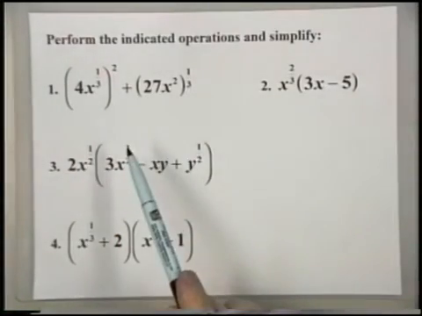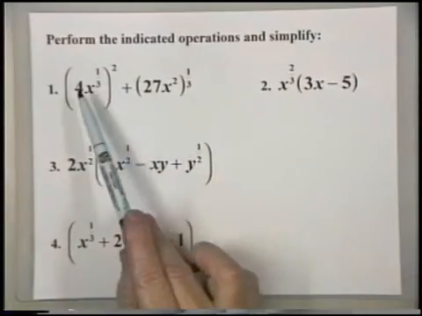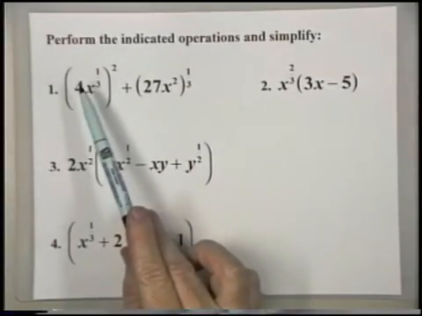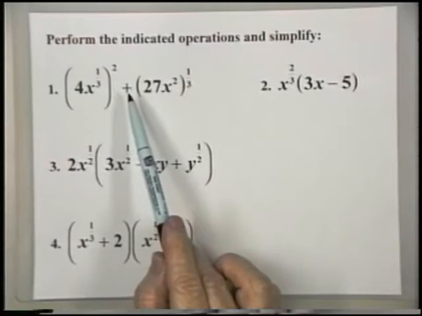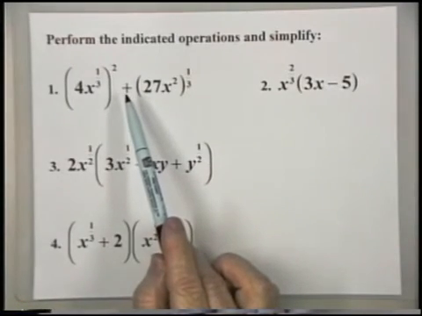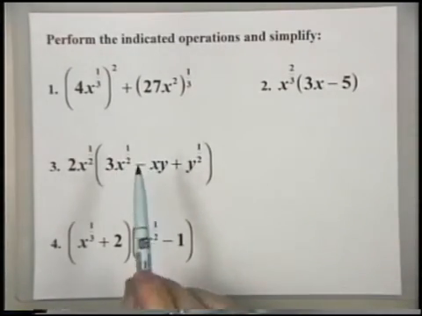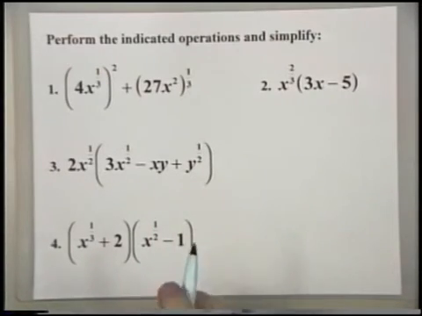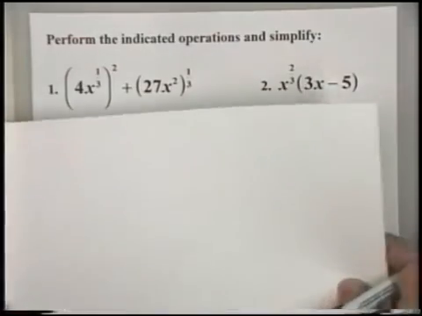Here we want to square this and add it to the cube root of that. So there's some operations to perform here, and then there's a sum to take if possible. Well, let's take a look at that.